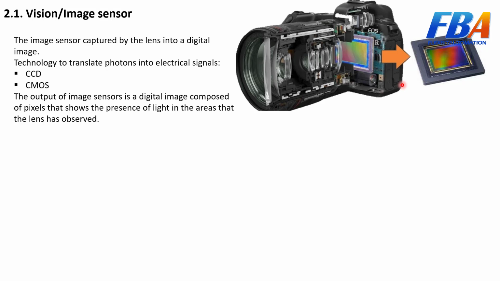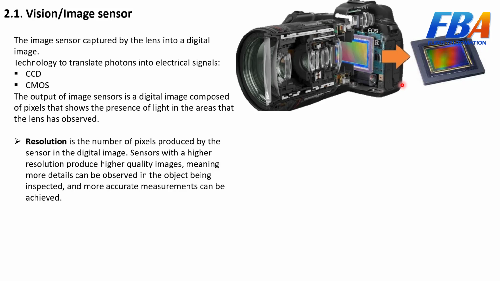The image sensor inside the machine vision camera converts the light captured by the lens into a digital image. It typically uses CCD or CMOS technology to translate photons into electrical signals. The output of image sensors is a digital image composed of pixels that show the presence of light in the areas that the lens has observed. And resolution and sensitivity are critical specifications of image sensors.